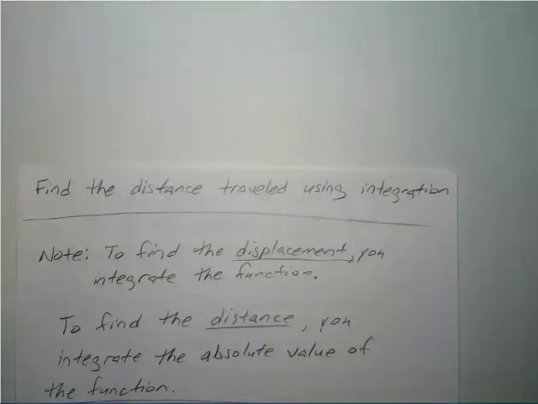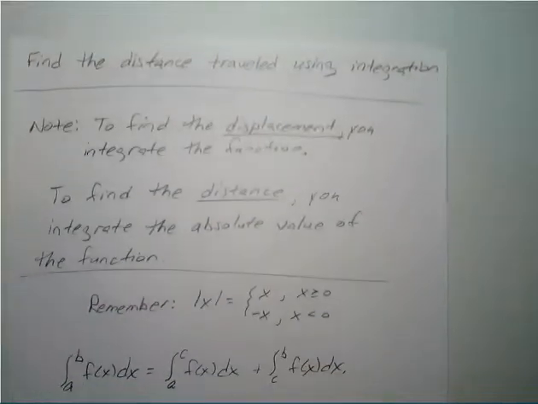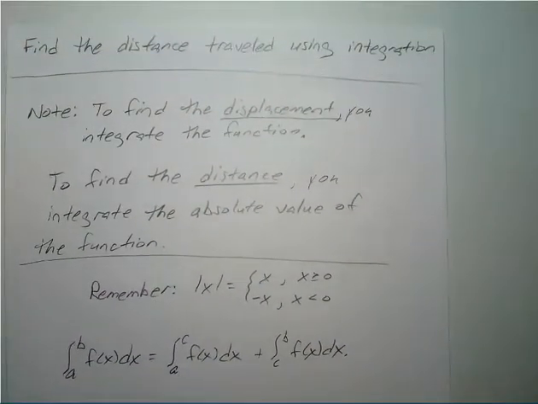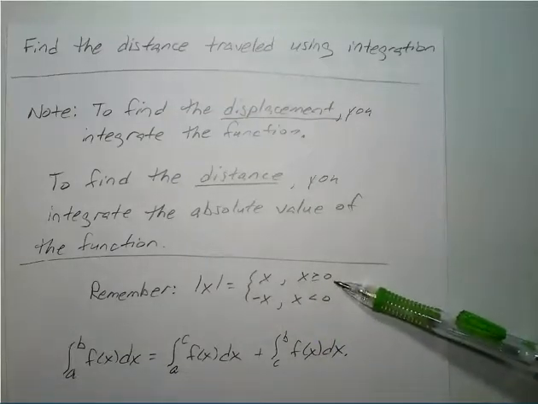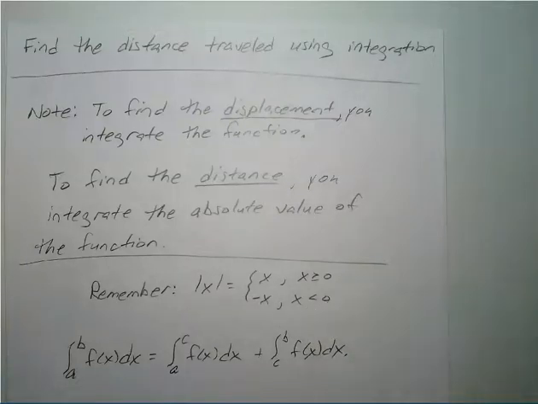Just remember those two little tidbits of information we've gone over in past videos. Your absolute value definition: the absolute value of x is equal to x when x is greater than or equal to 0, or negative x when x is less than 0. And you have your integral from a to b. You can break that down into the integral from a to some value c, plus the integral from that value c to b. We're going to use both of those to find the distance.